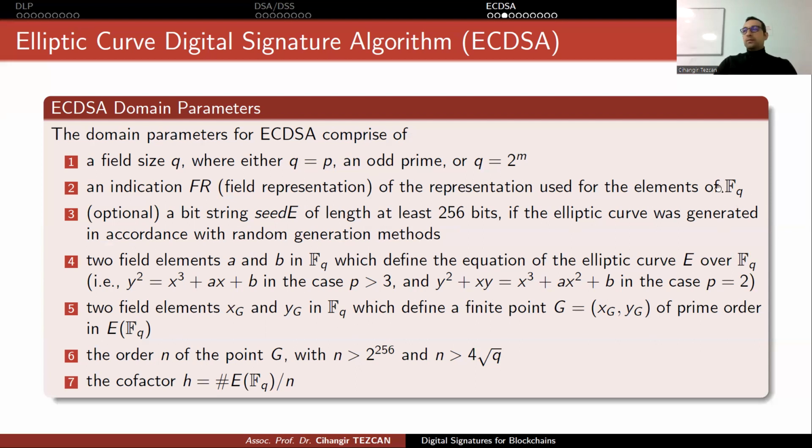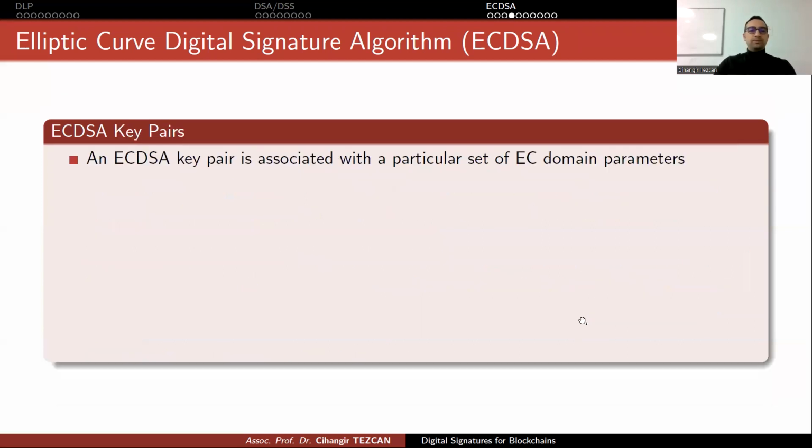To be in short, you agree on the field. Okay. You agree on an elliptic curve, so you choose A and B to define that elliptic curve. Then you choose a prime order point on that elliptic curve. That is the thing that you need to do. Now let's look at the key pairs.